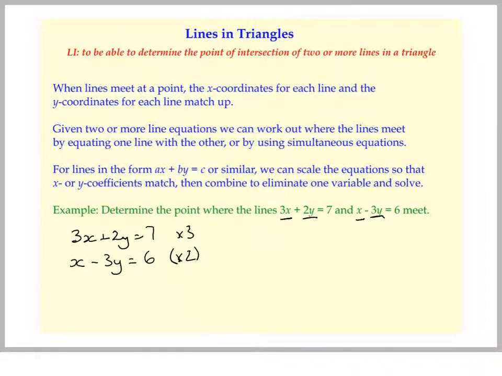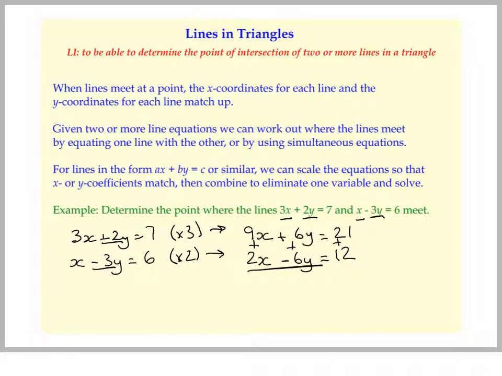Nice and neat. Love it. Please do it neater than this when you're doing it. Now, multiplying by 3 and multiplying by 2 means that the 2y and the minus 3y coefficients will match up in everything but sign. So we will get 9x plus 6y equals 21, and 2x minus 6y equals 12. So, to get rid of the 6y terms, I'm going to add all the way through.